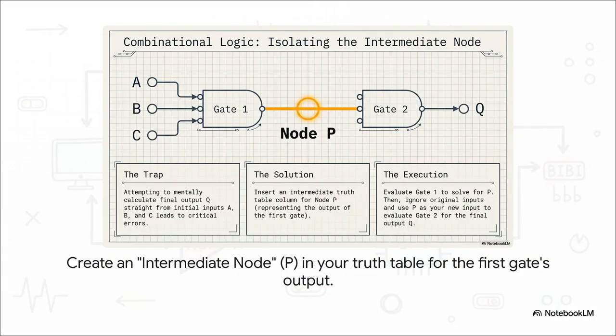So the secret weapon here is that we introduce an intermediate step. We literally create a new column in our truth table, let's just call it P. And that column represents the output of the first gate in the circuit. This breaks one big scary problem into 2 small simple ones.